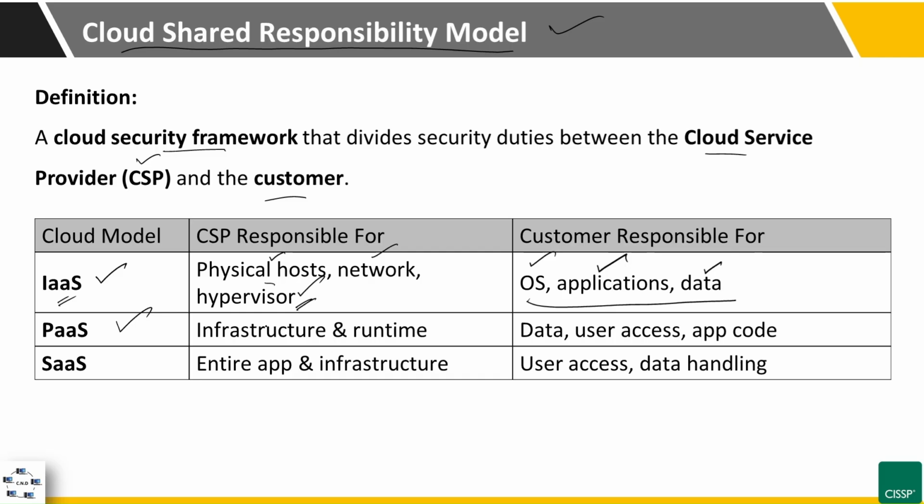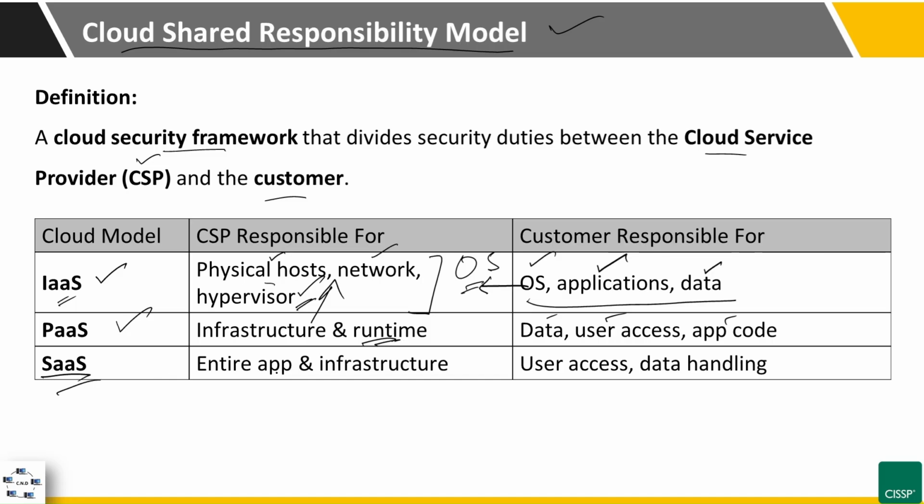In platform as a service, again, the CSP is responsible for all these. These constitute the infrastructure as well as the runtime, while the customer is responsible for data, user access, and application code. So in PaaS, the customer is not responsible for the operating system; rather the CSP is responsible for the operating system. Infrastructure covers the OS, physical host, network, hypervisor, all this stuff.